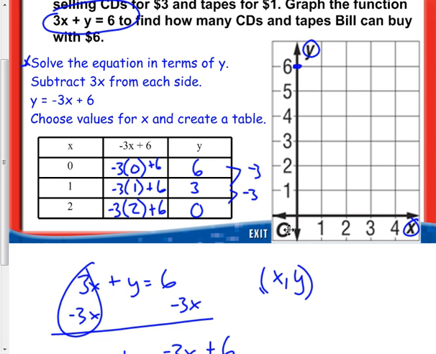And then we're going 1, 3. So 1 over, up 3. And then we're going 2, 0. So 2, 0 is right here. Okay, and then I can use maybe a line tool here to draw a line through those points. That way we have a nice straight linear line.